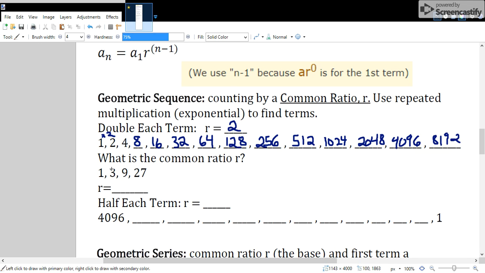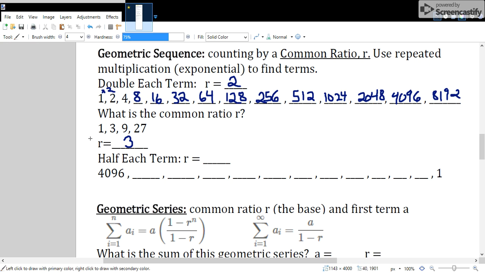So let's look at this next one. What's the common ratio r? 1, 3, 9, 27. Well, you multiply by 1 to get 3. Well, you multiply by 3 to get 9. If you put 3, that's correct.